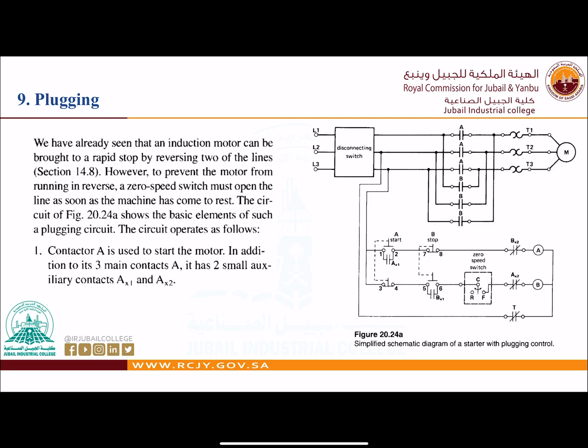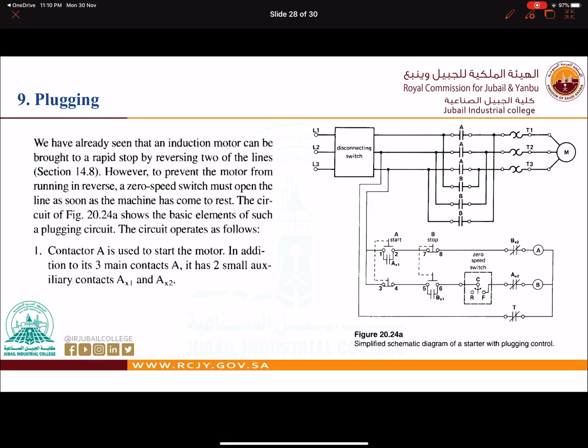We have already seen that the induction motor can be brought to a rapid stop by reversing two of the lines. However, to prevent the motor from running in reverse, a zero speed switch must open the line as soon as the machine has come to rest. So as you can see, for this circuit we have something new, which is the zero speed switch. This is for plugging. In order to stop the motor, we need to reverse the direction. This is very critical because we don't have much time. That's why we have zero speed.